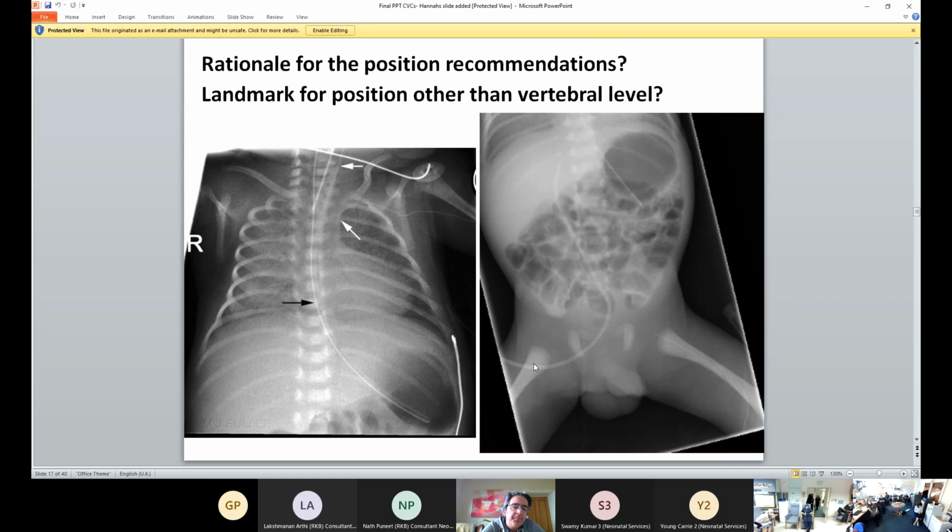A rationale for position recommendation. Why do we like the tip to be in either the inferior vena cava or superior vena cava? Because, number one, the width of these veins and the speed of the blood flow are very high. That means the long line will stay parallel to the blood flow, and the tip will not get a chance to get stuck to the wall. Also, any solution running in this long line will be diluted very quickly and distributed to the rest of the body in a few seconds.